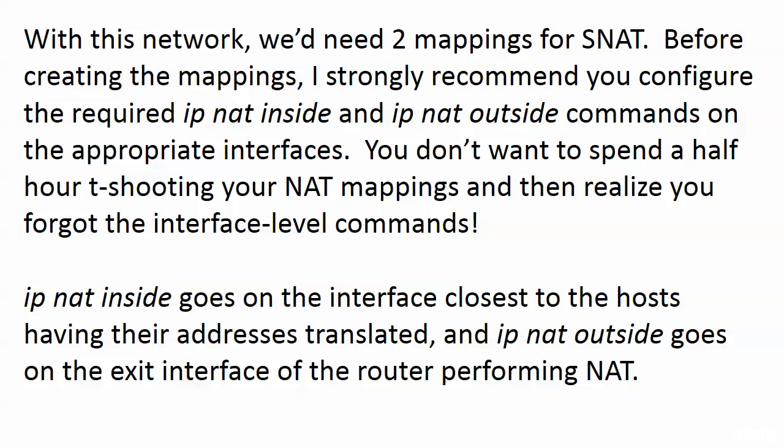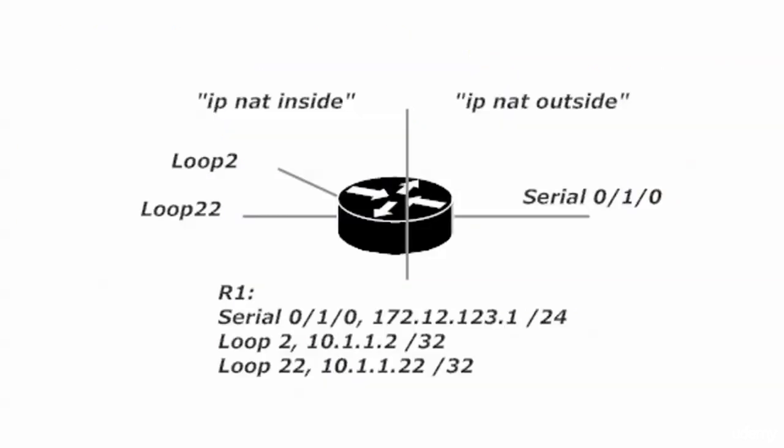ip nat inside goes on the interface or interfaces closest to the hosts that are having their addresses translated. ip nat outside goes on the exit interface of the router performing NAT. So that's what we'll work with here. We're going to put ip nat inside on our two loopbacks and ip nat outside on the serial interface.